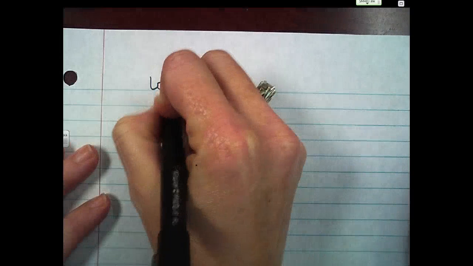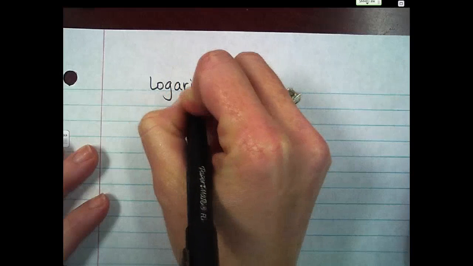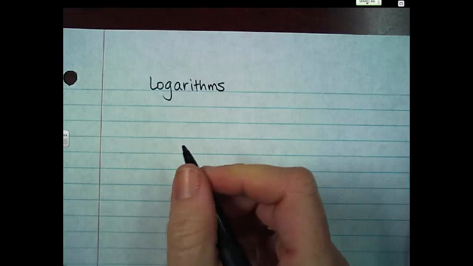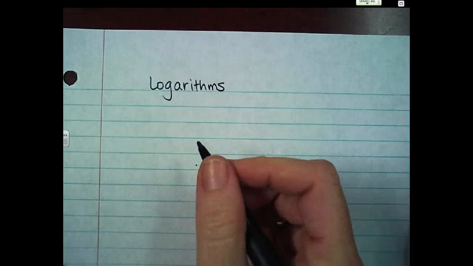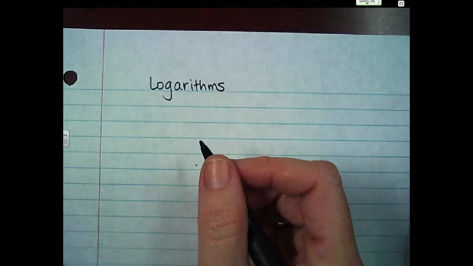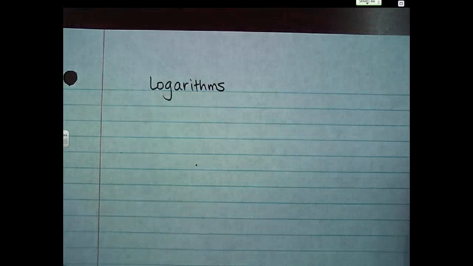Okay, so title it logs. And I'm going to start with the actual definition of a log. Remember, we've already talked about it a little bit. When you're finding a log, you're finding the exponent, right? We're used to asking 3 squared, and you give me the answer 9. Well, now I'm going to say 3 to what power gives me 9, and you're looking for the 2. That's all that logs are, okay?